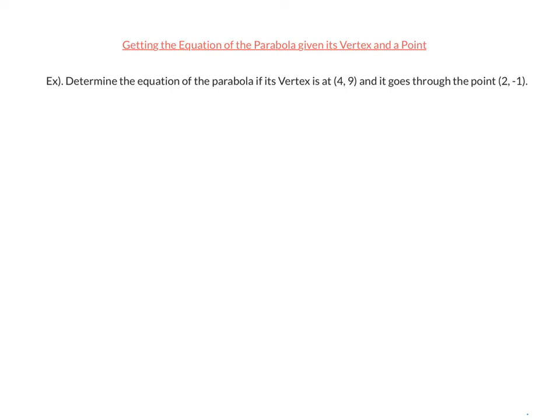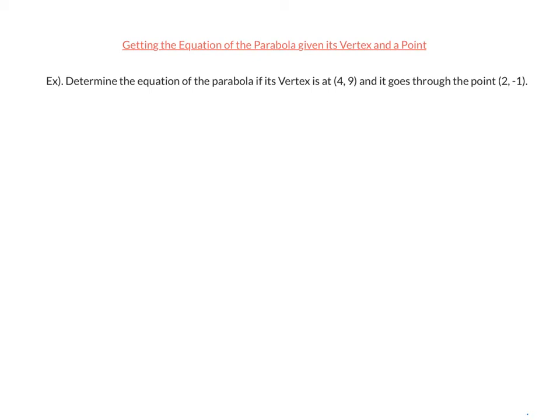Okay, we're going to get the equation of a parabola given its vertex and another point that's on that same parabola. So we're determining the equation of the parabola if its vertex is at (4, 9), and it goes through the point (2, -1).